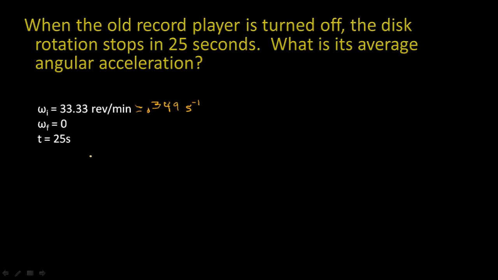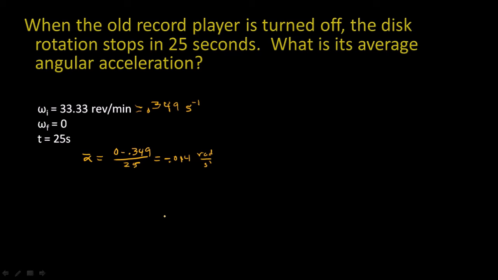So we don't know if it all happened at a constant rate, so I'm going to put the little bar on top here. It's going to be final minus initial. So 0 minus 0.349 divided by 25. And we get 0.014 radians per second squared. Well, actually we don't. We get negative 0.014 radians per second squared.